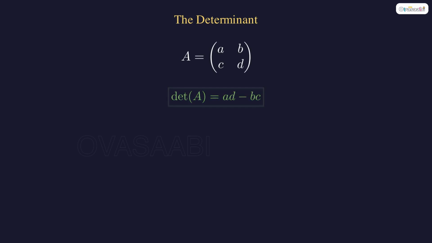Before finding the inverse, we need the determinant. For a matrix with entries A, B, C, D, the determinant is AD minus BC. Think of it as a cross multiplication.